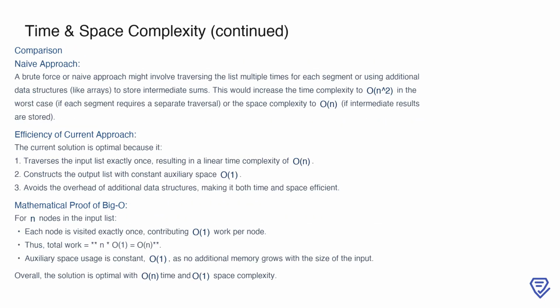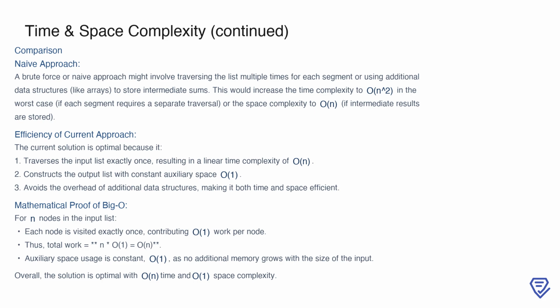To put this in perspective, let's compare the current approach with a naive one. A brute force method might involve traversing the linked list multiple times to calculate segment sums or using additional data structures, like arrays, to store intermediate results. This could lead to a time complexity of O(n²) in the worst case, where each segment requires its own traversal, or a space complexity of O(n) if we store intermediate values.